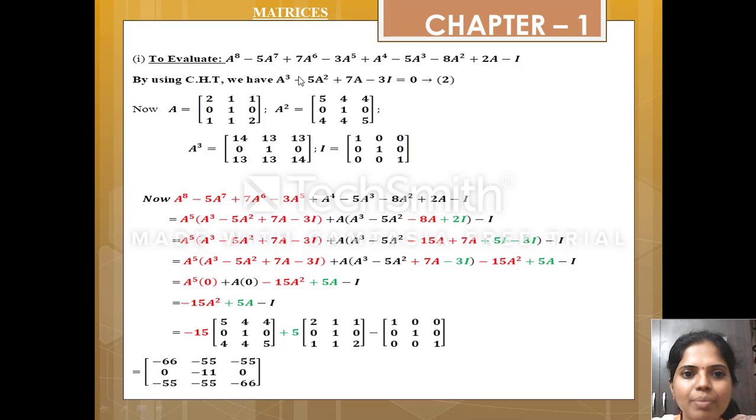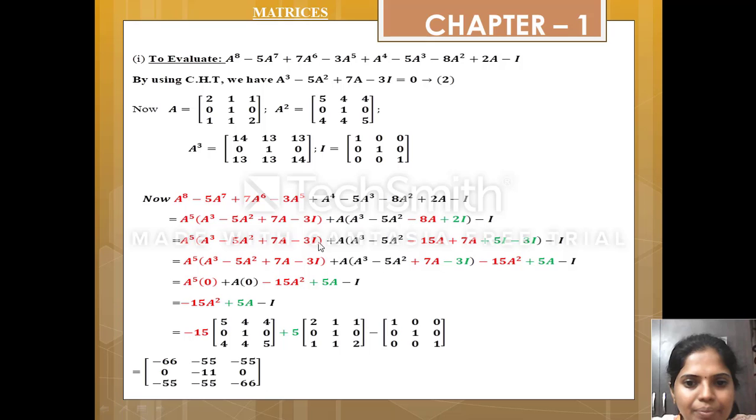So how can we find this? By using the Cayley-Hamilton theorem we get this equation: A square, A cube, I is here. Now you write the given expression in terms of this equation number 2. From the first four terms, in red, you take the common term A power 5 outside. Similarly, from the next terms you take A outside. You write this I as it is.